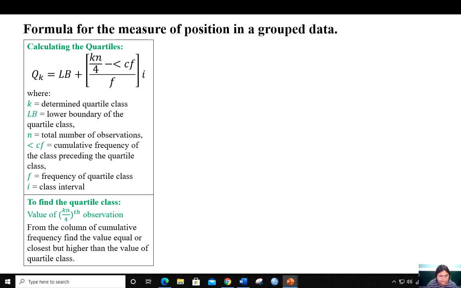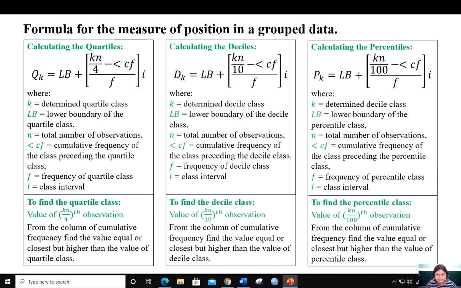These are the formulas for the measures of position in group data. We have for quartile, for decile, and for the percentile. Please take note, the measures of position are quartiles, deciles, and percentiles. Also, we have measures of position for ungrouped data, but today we're going to focus on the measures of position in group data. For us to get the quartile, the decile, and the percentile, the first thing that we're going to do is to find the class. Specifically, for example, quartile, we have to find the quartile class. So this is our first step.